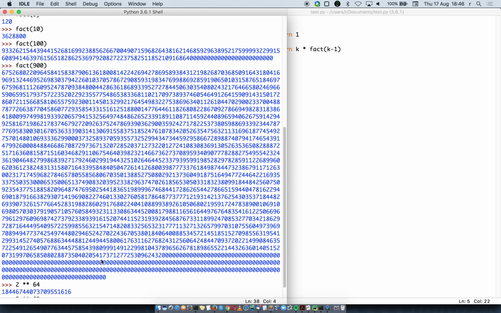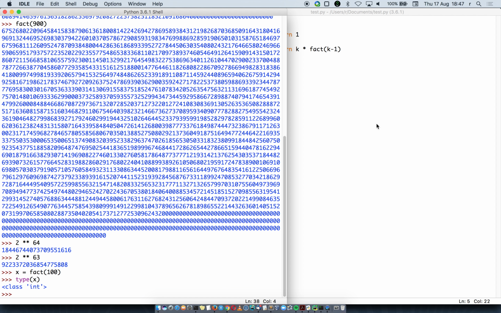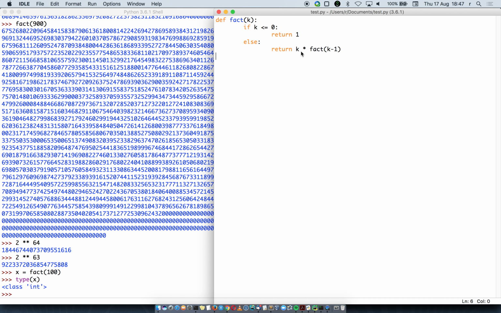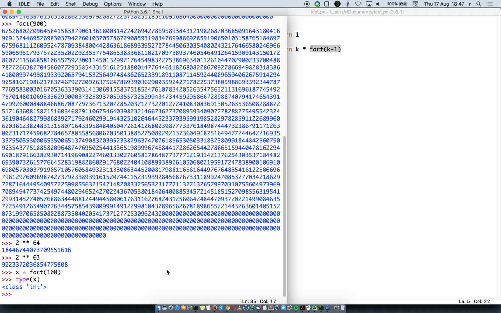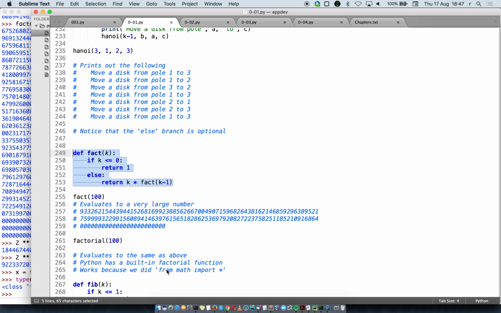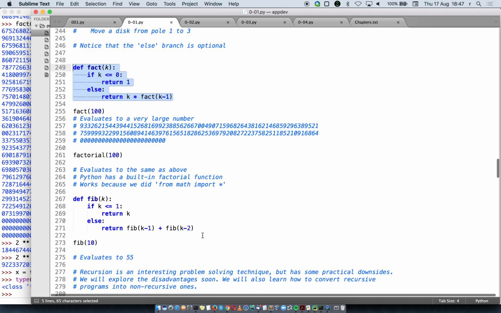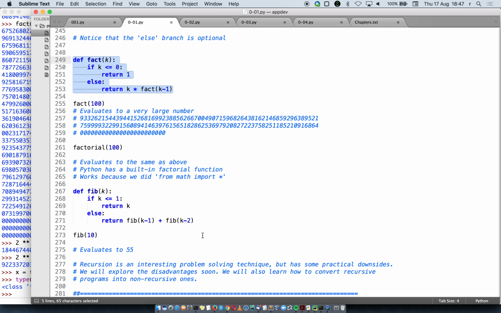So you might want to say that this program's time is proportional to the number k here, because we have k multiplications, right? But this number that we return as a value is bigger and bigger and bigger, so the multiplications are going to take longer and longer and longer, right? So you have to be careful because this can be a hidden reason why your programs are slow, especially when you crunch numbers. All right. So this is an interesting thing.